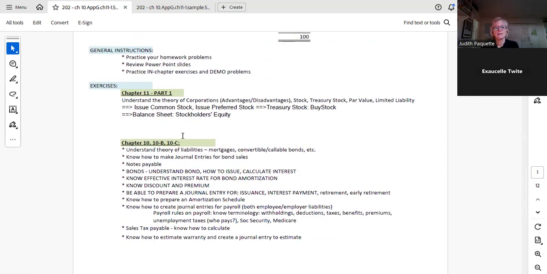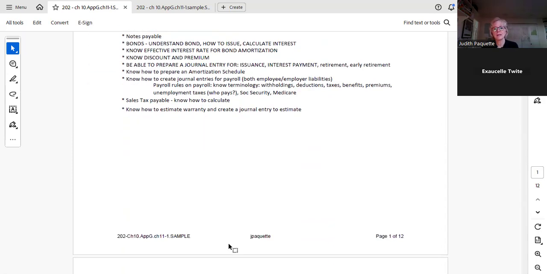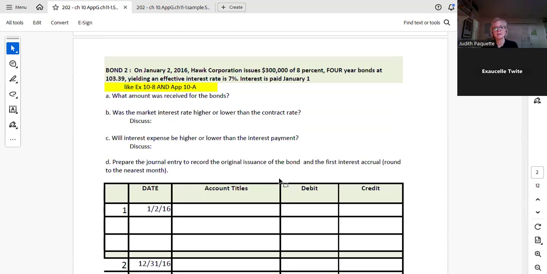So understand the theory of liabilities. What are they? What's a convertible, callable? What is a mortgage? And then there are a lot of journal entries. What we have on the practice exam is calculating the market price of bonds. We use the present value of the interest payments, we use the present value of the principal, and we add it together.